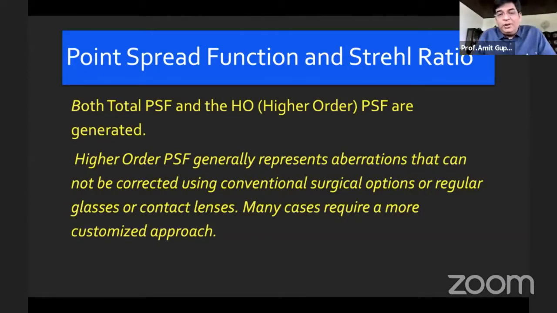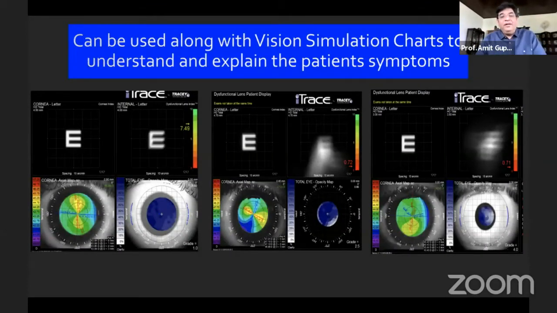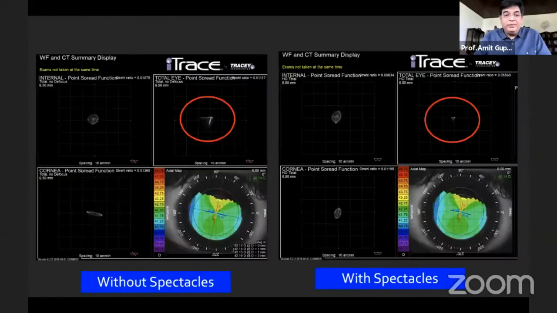And the point spread function is calculated for both the whole of the eye as well as for the higher order aberrations. Now, what is the importance of that? Importance is the higher order point spread functions cannot be easily corrected, and they may require a customized approach. And they can be used along with visual simulation charts to understand and explain the patient's symptoms.